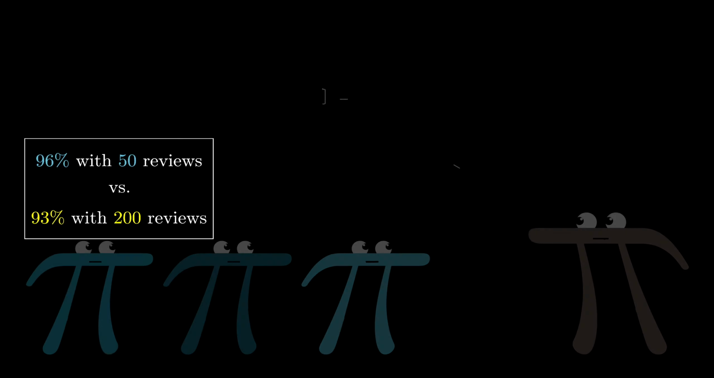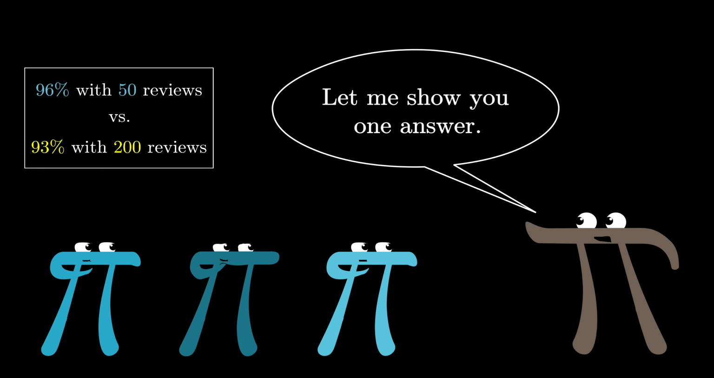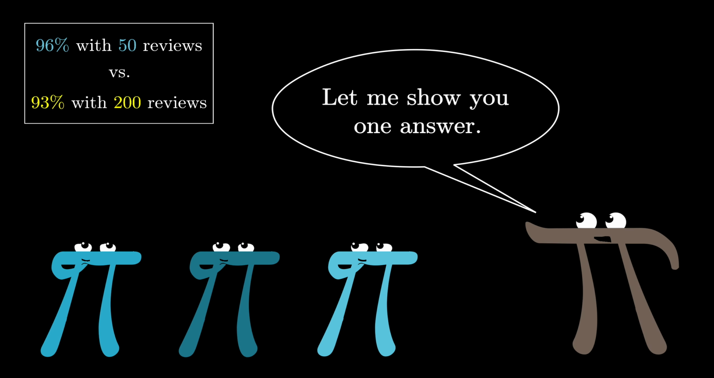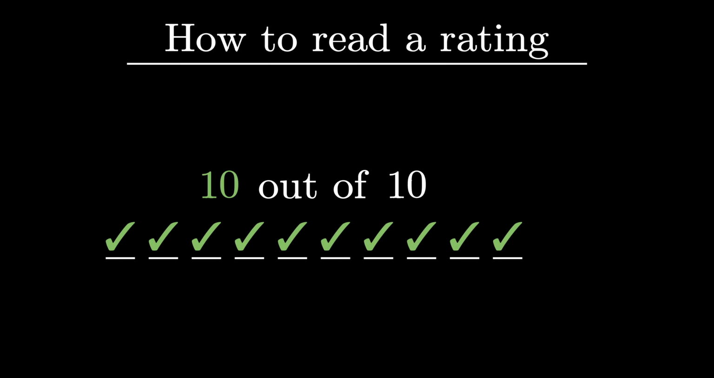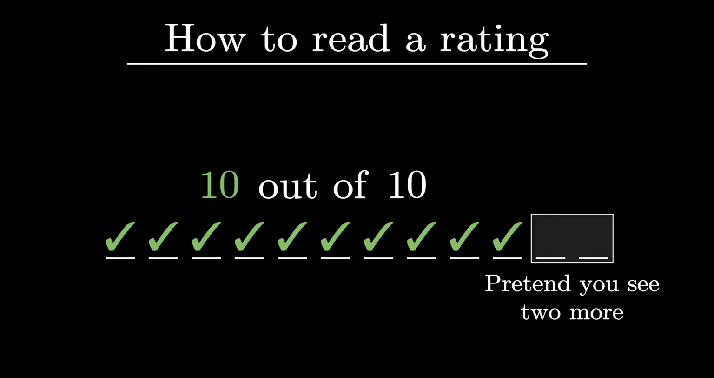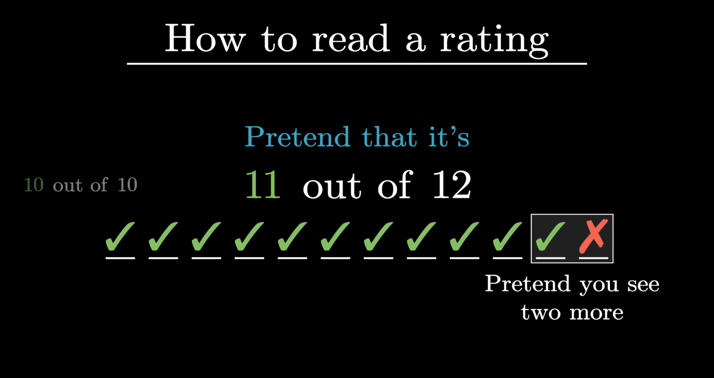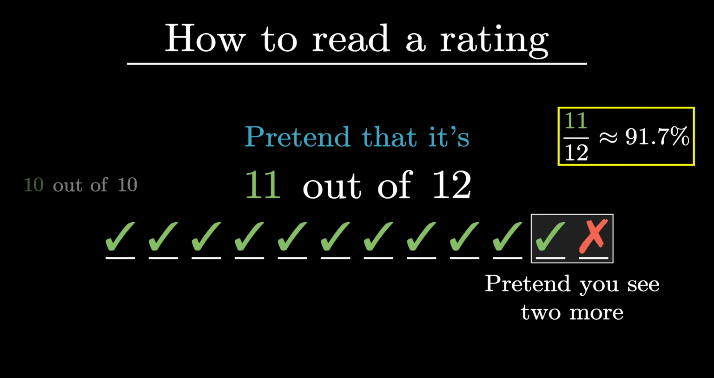Now, to throw you a bone before we dive into all the math, let me just show you what one of the answers turns out to be, since it's delightfully simple. When you see an online rating, something like this 10 out of 10, you pretend that there were 2 more reviews, one that was positive and one that's negative. In this case, that means you pretend that it's 11 out of 12, which would give 91.7%. This number is your probability of having a good experience with that seller.